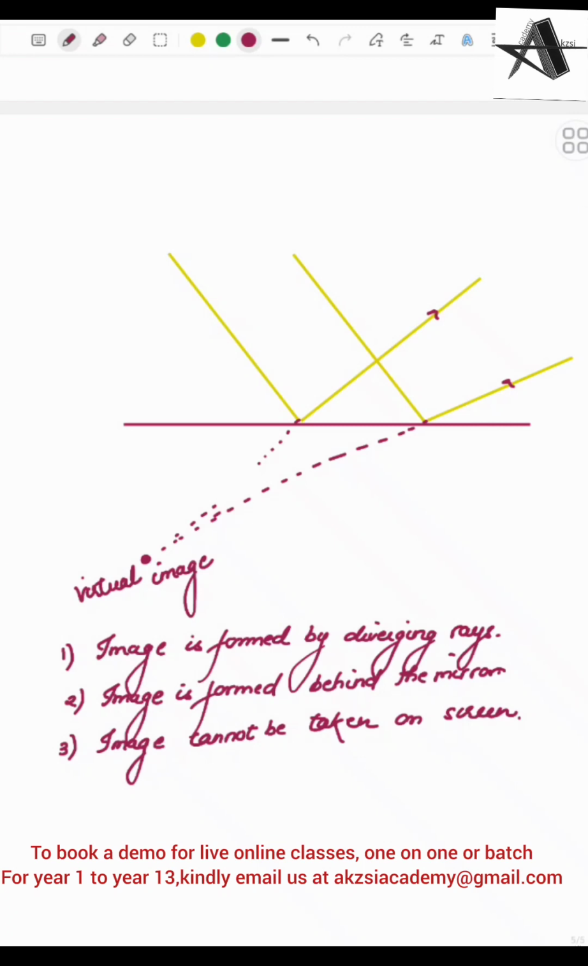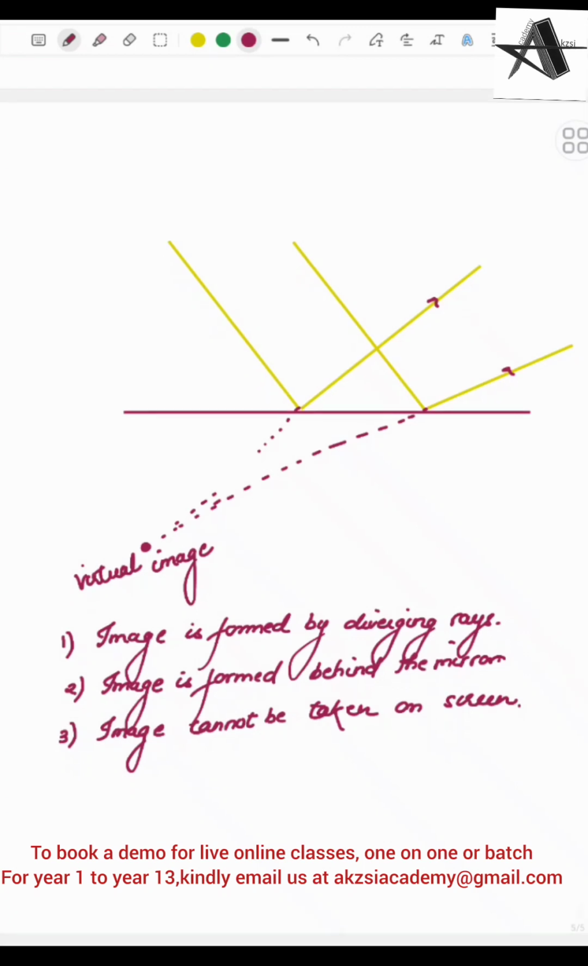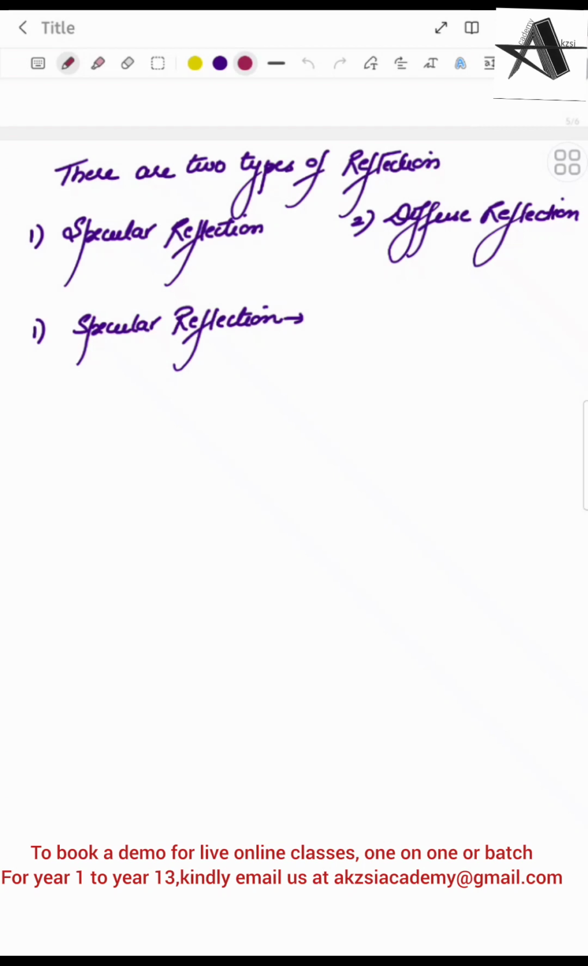Now let me go through the types of reflection. Basically there are two types of reflection. First is called specular reflection and second is called diffuse reflection. Now let me see the specular reflection.